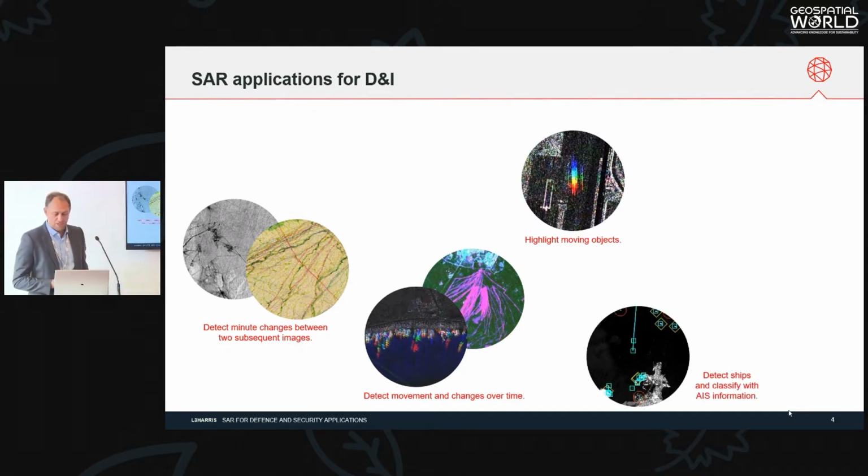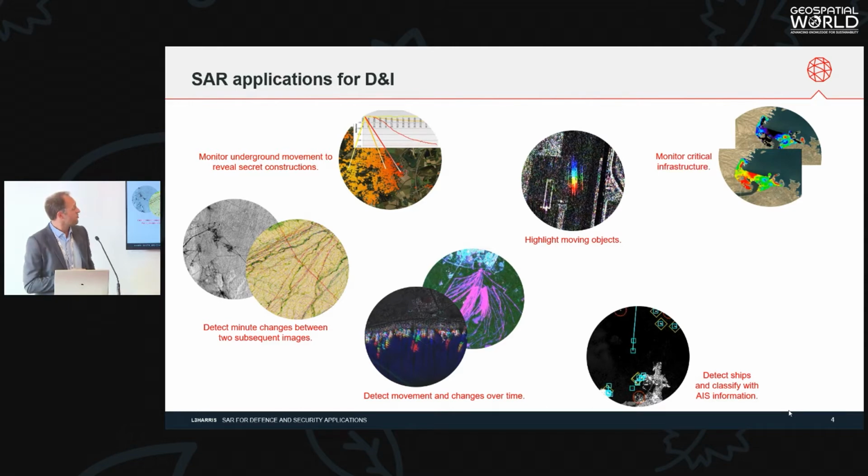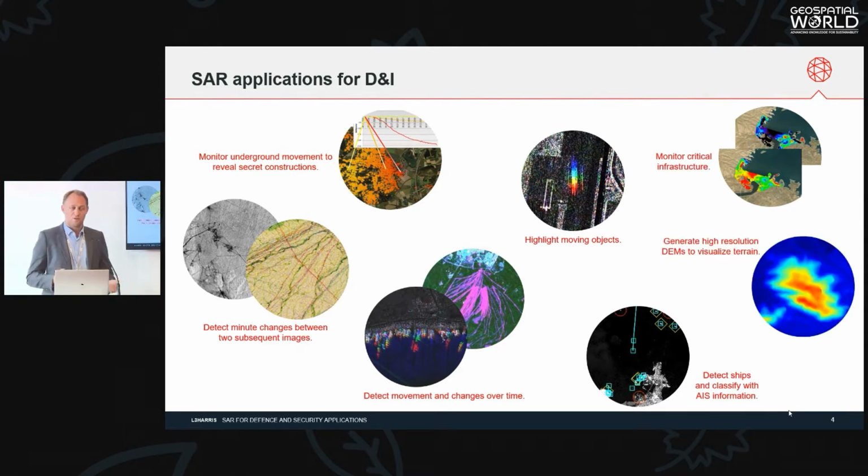A classic example is ship detection. Monitor underground movement. So if somebody is constructing a tunnel beneath the city of Amsterdam, the chances are quite high that we can actually detect where this tunnel was built from outer space, because the buildings above the tunnel are moving up or down a bit. You can use it to monitor critical infrastructure, generate high-resolution DEMs, and today quite a few examples were given, but deforestation, also in conflict zones, is a big issue. Detecting floods also hinders your operations on the ground.